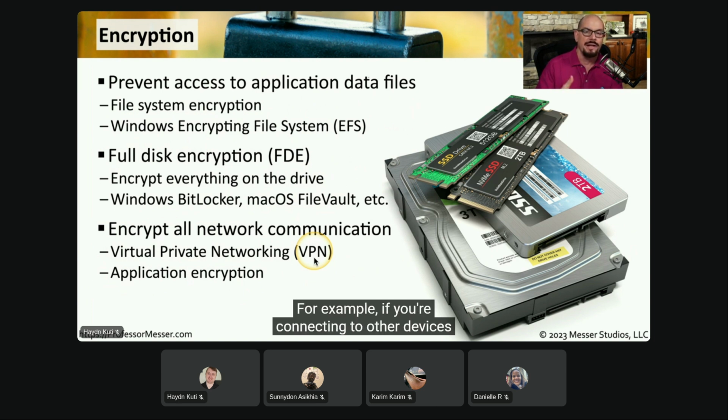For example, if you're connecting to other devices from your browser, you're probably using HTTPS on that address bar, and that encrypts all of the data between that browser and the web server.